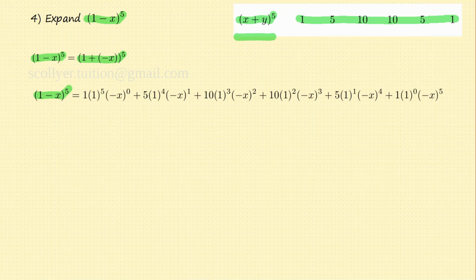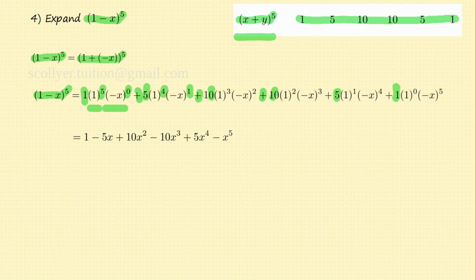So we have a number of terms added together, each of which start with a binomial coefficient, 1, 5, 10, 10, 5, 1, multiplying 1 to some power and multiplying (-x) to some power, where the powers of 1 and (-x) add to give 5. 5 plus 0 is 5, 4 plus 1 is 5, and so on.